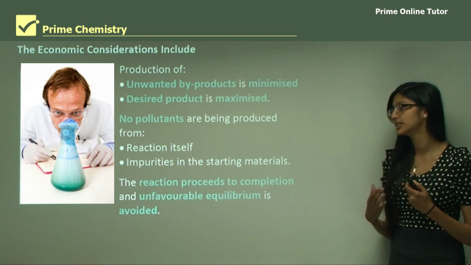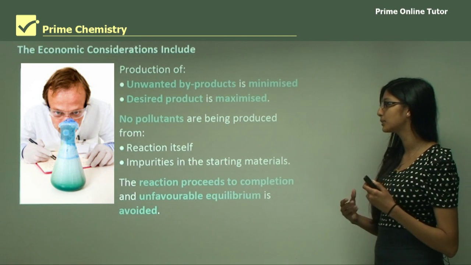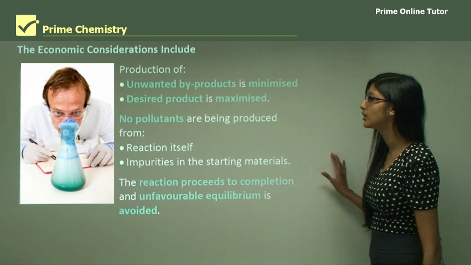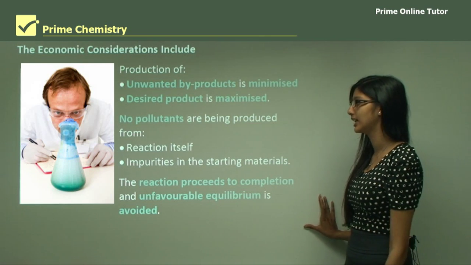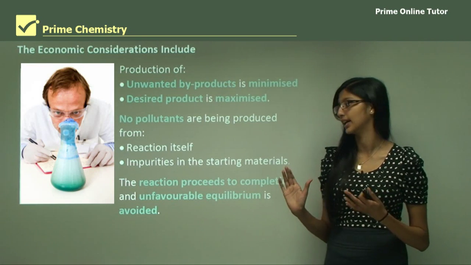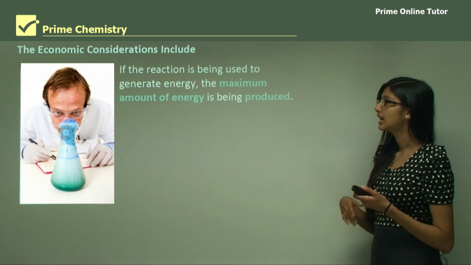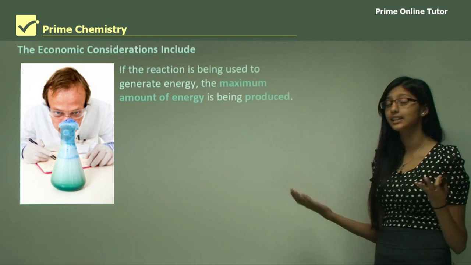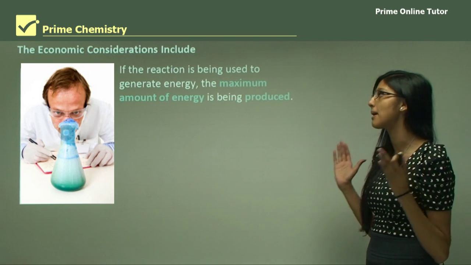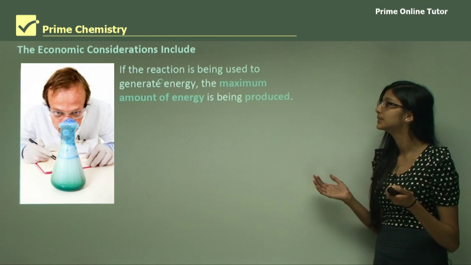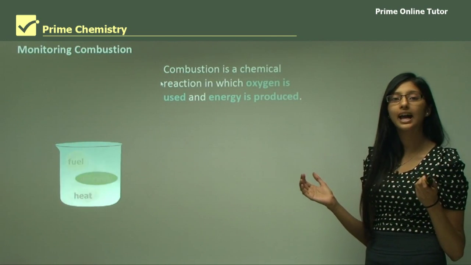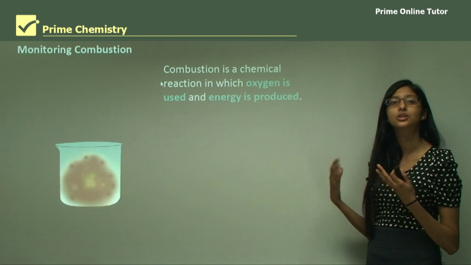The reaction proceeds to completion and unfavorable equilibrium is avoided. So you want to make sure that there are no impurities in the final product. So if the reaction is being used to generate energy, you want to generate the maximum amount of energy that is possible. Now let's look at a type of reaction that we need to monitor.